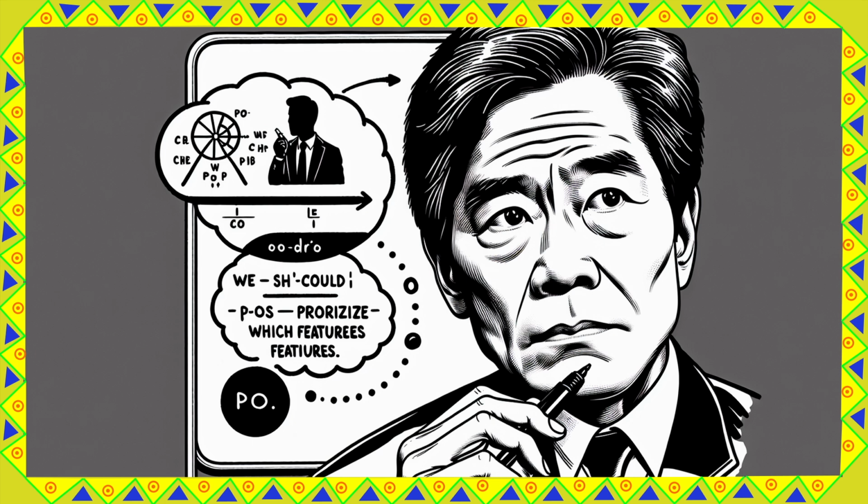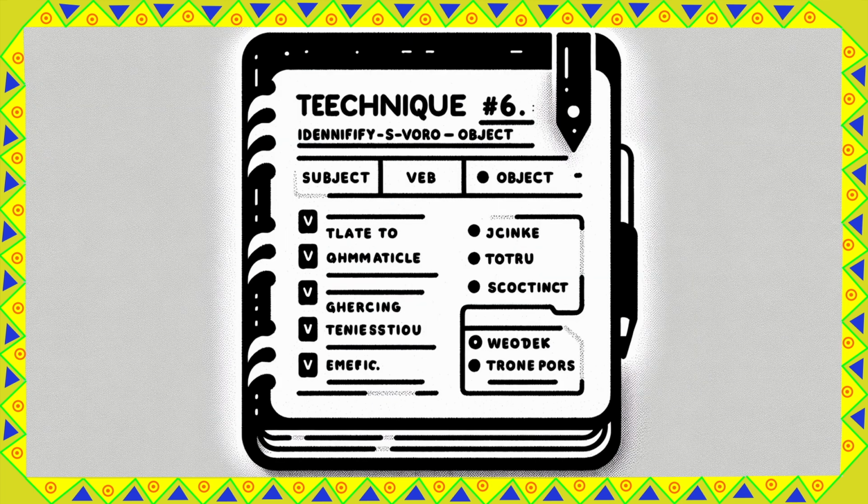That evening on the train home, Akihiro added to his growing collection of listening techniques. Technique number 6. Identify SVO, subject, verb, object. Listen for the core sentence structure. Who did what to whom?